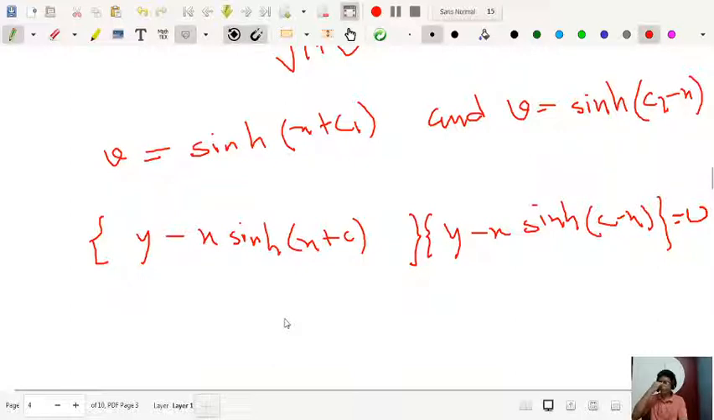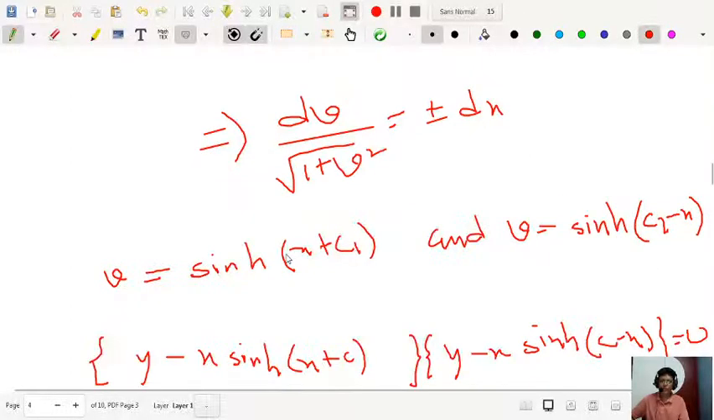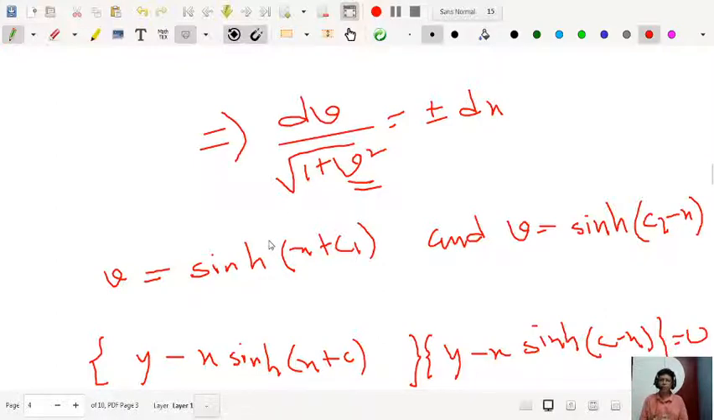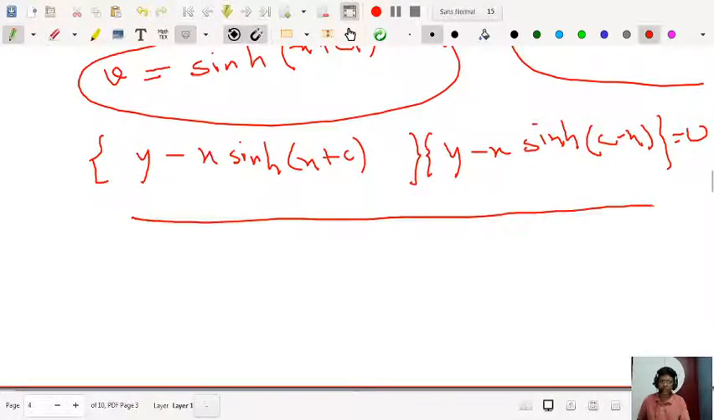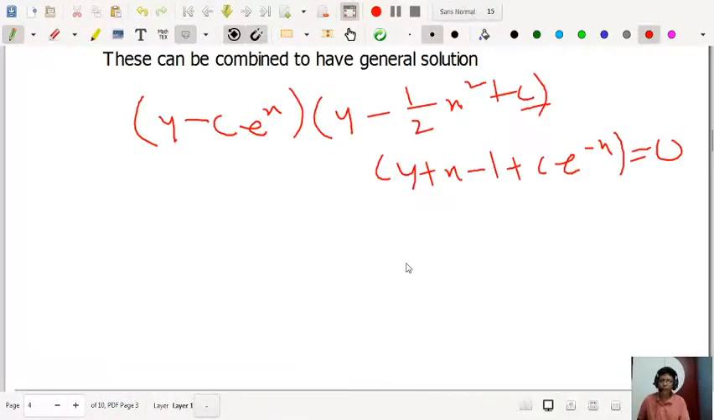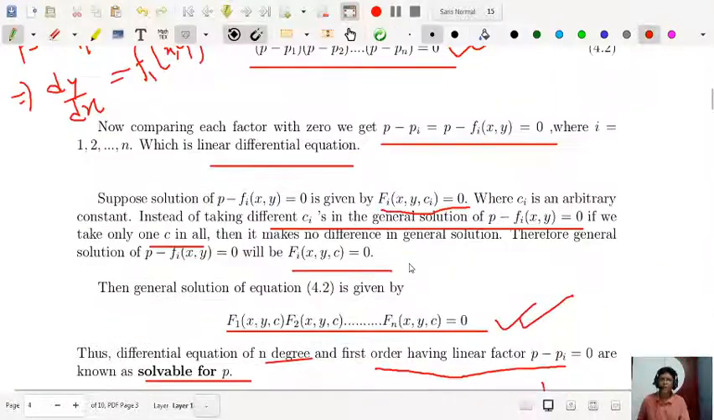Got it? So I am substituting v as a hyperbolic function. And you know that the derivative of sine hyperbolic is cos hyperbolic, and the derivative of cos hyperbolic is sine hyperbolic. So that is why there is no minus sign here. You can easily calculate that. You can check that this will be the general solution if you take the plus sign, and this will be the general solution if you take the minus sign, and the combined general solution is given by this. So this is how you are dealing with the problems solvable for p.